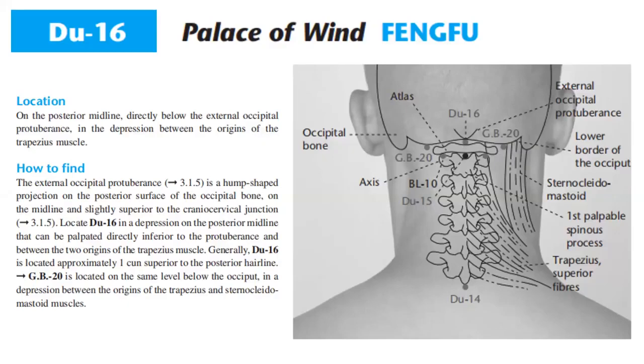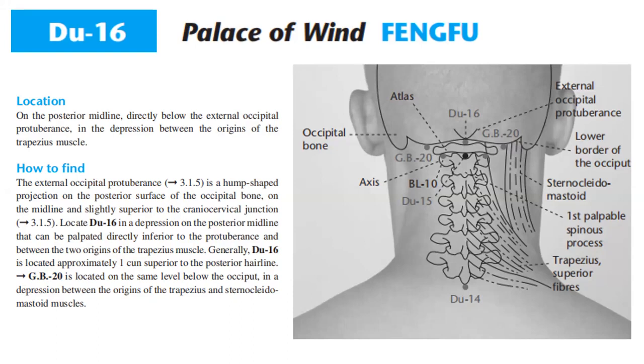Location: on the posterior midline directly below the external occipital protuberance, in the depression between the origins of the trapezius muscle. How to find? The external occipital protuberance is a hump-shaped projection on the posterior surface of the occipital bone on the midline, slightly superior to the craniocervical junction. Locate DU16 in a depression on the posterior midline that can be palpated directly inferior to the protuberance and between the two origins of the trapezius muscle.